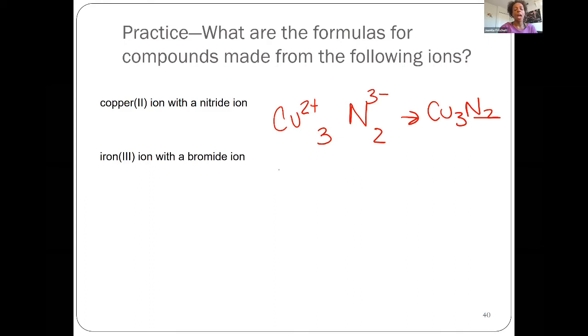For the following one, iron 3, we have Fe 3+, with the bromide ion, bromine. Notice again for the anion, it's not telling me the charge, so you have to look on the periodic table for that. Bromine's group 7 would be -1. When we crisscross down, what we end up with is a 1 and a 3. The final formula would be FeBr3, and you notice again, we cannot reduce, so that would be the final formula.